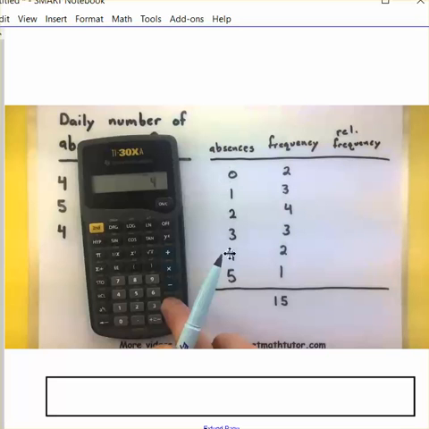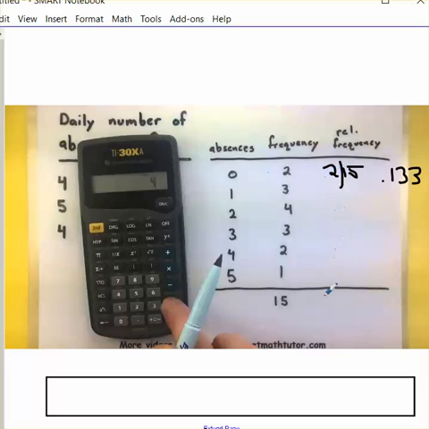So it looks to me like we have here absences. How many people were never absent? 2 of them. Well, what percentage of the total is that? What's the relative frequency? To find that value, we're going to do a division of 2 divided by 15. We're going to get a fraction, a ratio, and that's going to translate to 0.133. That's the relative frequency of absences of 0.